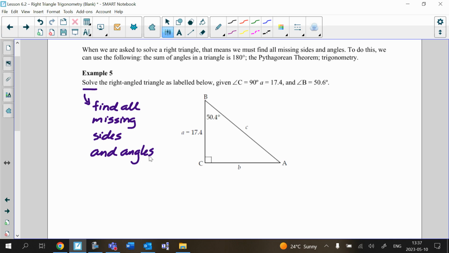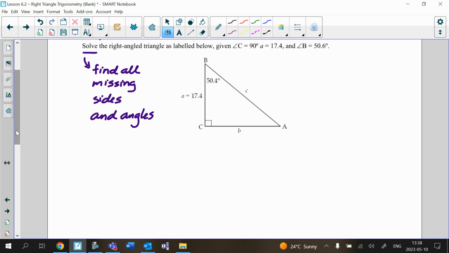So not only can we use trig, but we can also use what we did earlier in this unit. If we add 3 angles up, they equal 180, or we could use Pythagoras. So the first thing, well, I know 2 of the angles, so why can't I just go ahead and find angle A by subtracting these 2 from 180? I don't have to use trig. So for angle A, we can just do 180 minus 90 minus 50.4.